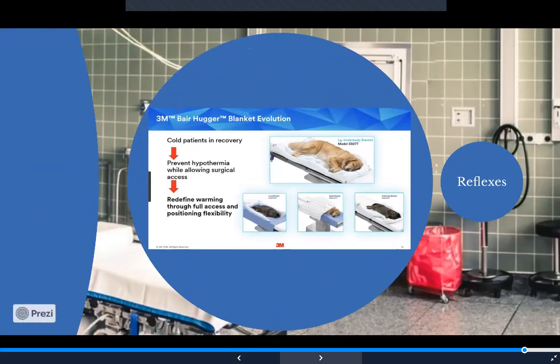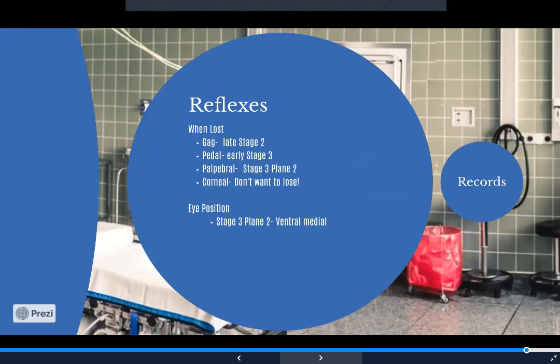Bear huggers are really nice. There's all different types of bear huggers out there that you can use. Make sure you check your reflexes and know when they're lost. Gag reflex is lost in late stage 2. Pedal is early stage 3. Palpebral is in stage 3.2. Corneal, obviously you don't want to lose.